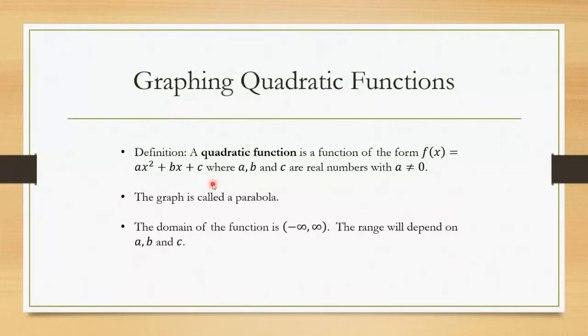That's what the graph is called. It's a parabola. It turns out it's actually going to look like the graph of y equals x squared, which we've seen already. It might be turned upside down. It might be stretched or compressed horizontally, but it's going to look something like that.